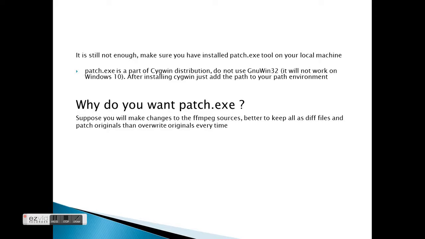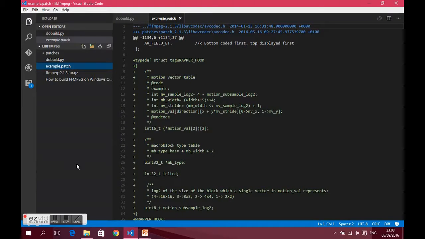It's not enough. For example, you want to make changes. Now, how do you actually deploy your changes? As I said previously, if you download the zip file of the released version of FFmpeg, you can make a diff file of your changes. I will show in a minute.